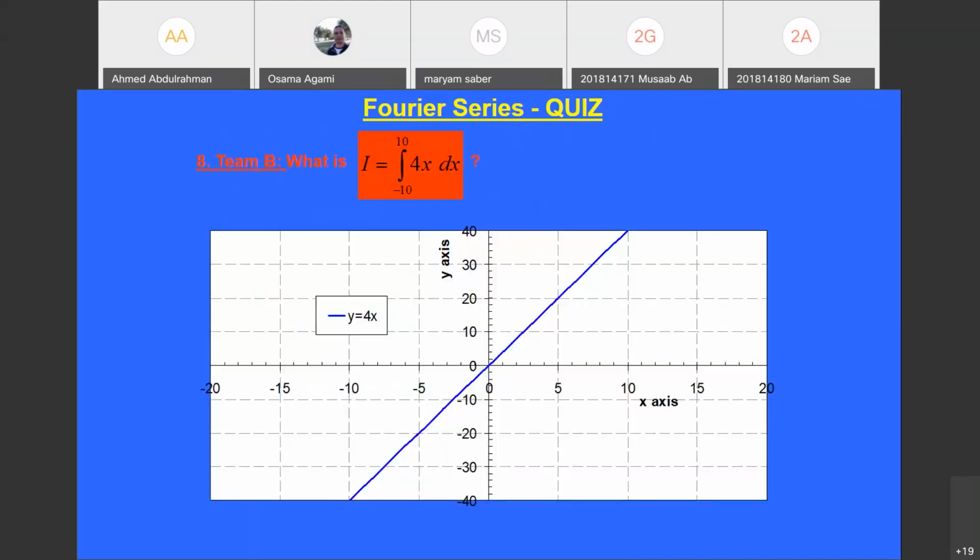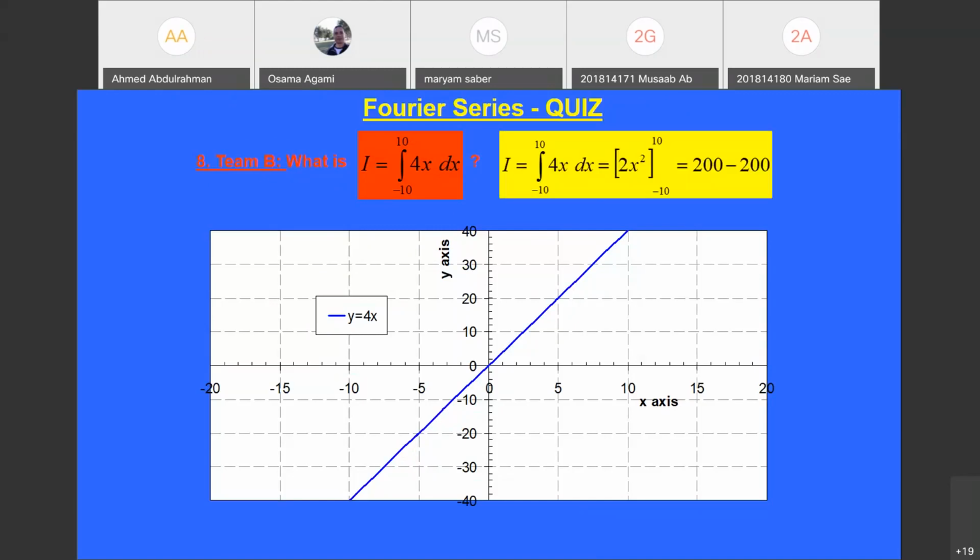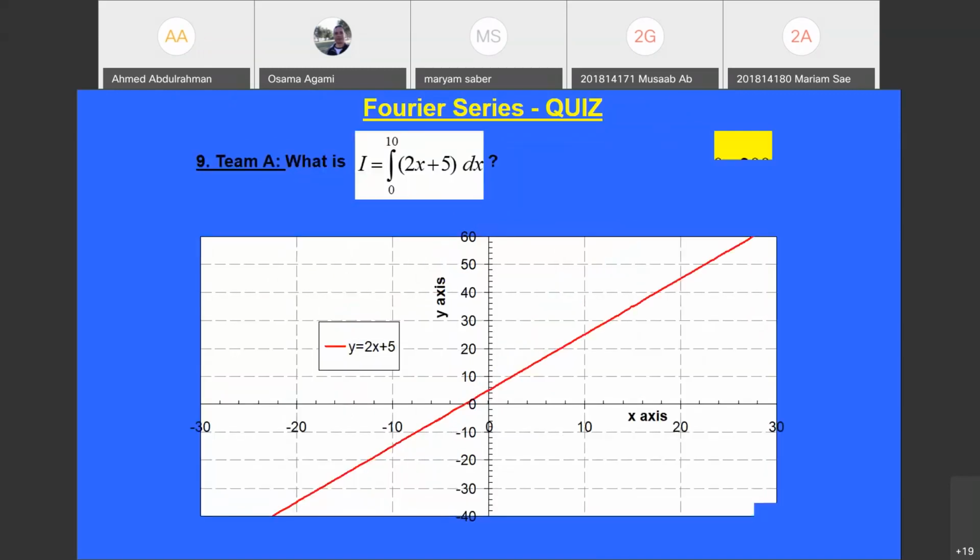Now, for the female section, you have the integration from minus 10 to 10 for the line described by y equals 4x. Do you have your calculator? So what is the value of this integration? The female, please. 0. Yes, using your calculator, you will have 0, right? Excellent. Go for the male section, please.